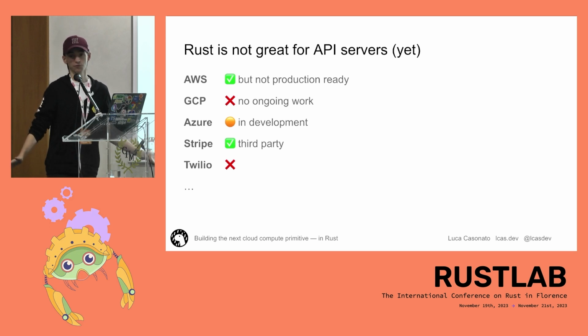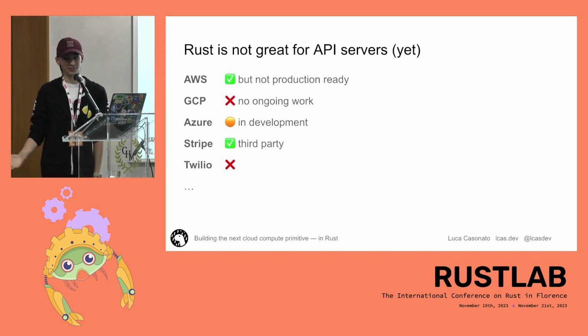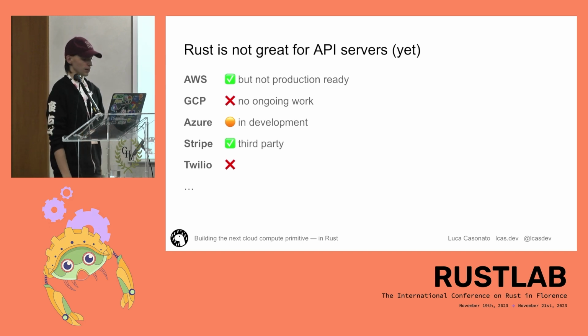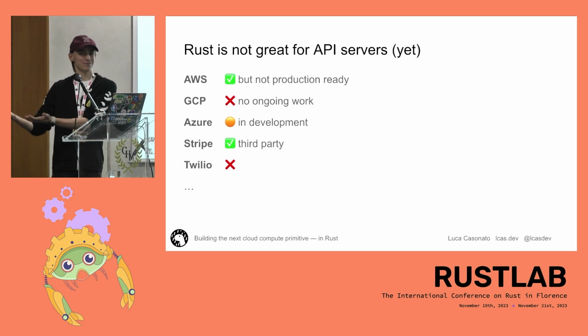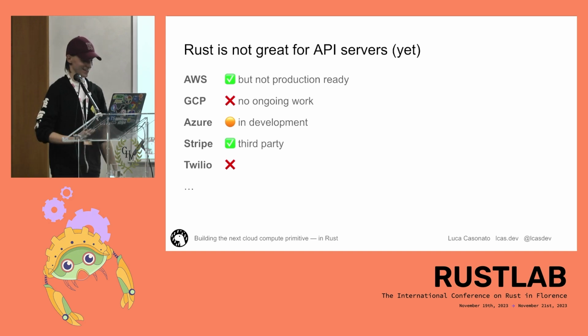GCP just does not have a Rust SDK. They hired somebody a year ago, and I don't know what happened to them. The repository just fell dormant in February, and I was kind of sad to see that. Azure has an in-development SDK, but it's not ready yet. Stripe doesn't have a first-party SDK, third-party only, and it unfortunately takes a very long time to compile. Twilio's solution to using Rust is, here's an OpenAPI doc, and here's an OpenAPI code generator. Plug them together, right? Which is, yeah, not fun.